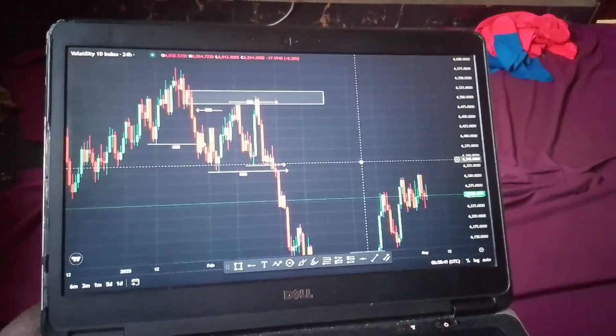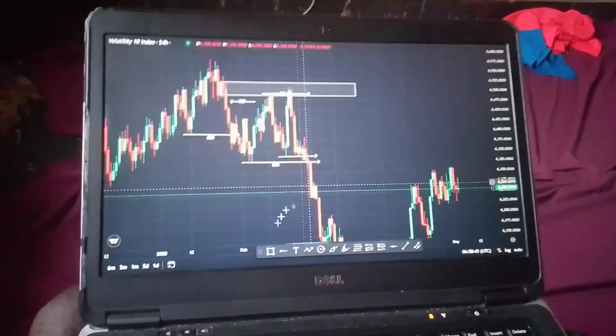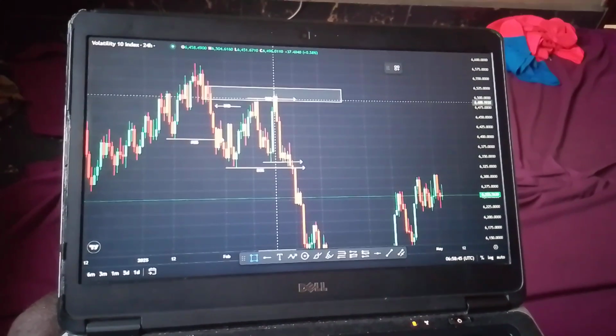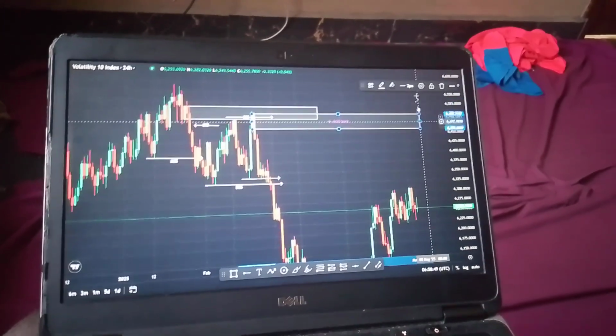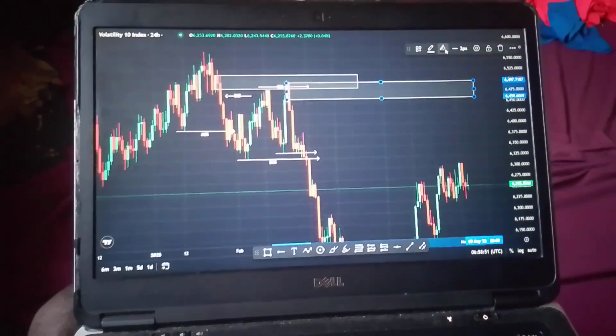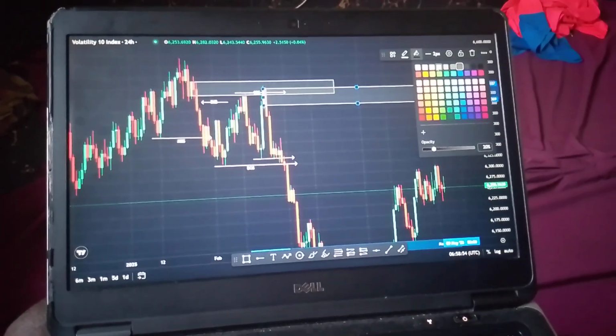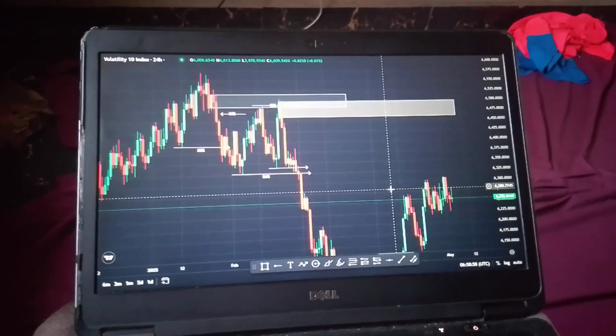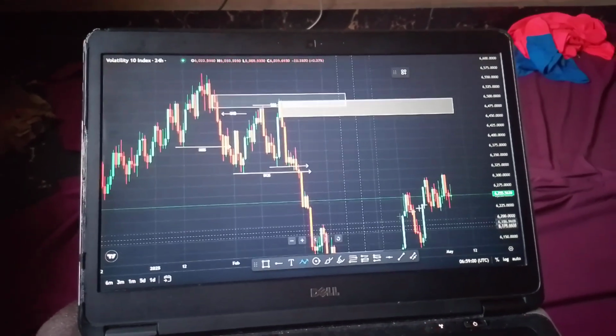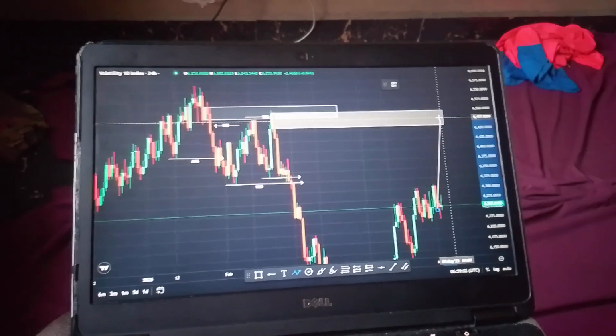So now if that is the high that we have, where then is your supply zone? This guy, that last bullish candle, is the supply zone. Let me make this better. So this guy is the supply zone. So now you expect price to come back to it, and then you drop.